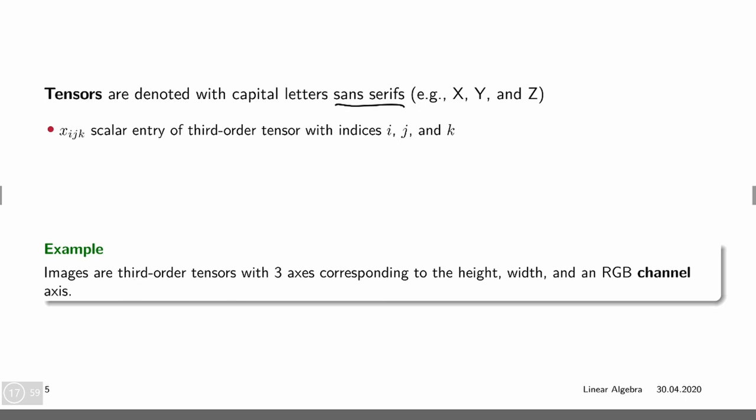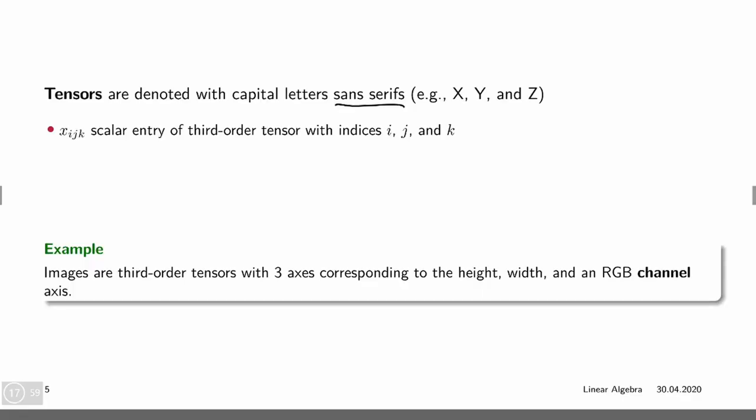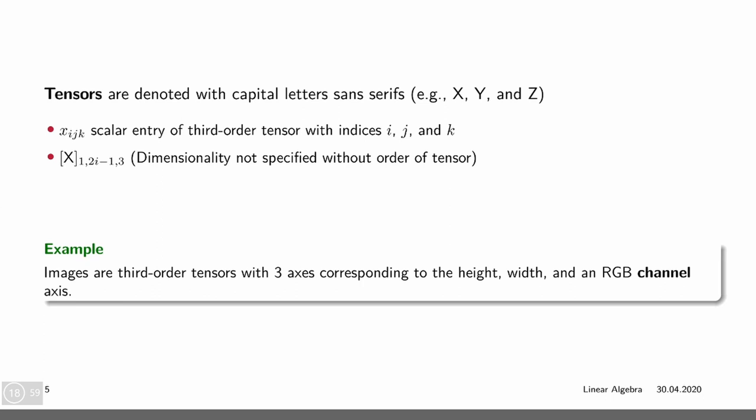So a third order tensor has three different axes, and an image, for example, is such a third order tensor, whose axes correspond to the height and the width. If we specify the first two indices of an image, then we get a single pixel. However, a pixel is represented by three different numbers, so it's still a vector of length three, corresponding to the R, G, and B channels. So x_ijk in this image would correspond to the value of the kth channel in row i and column j of the image. A second way to index an image is again by using the square bracket notation here.